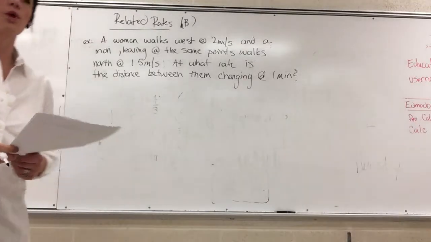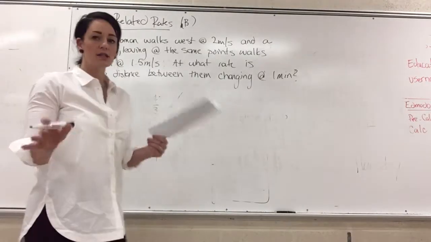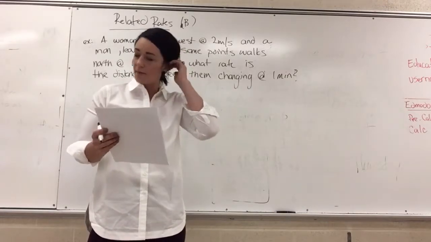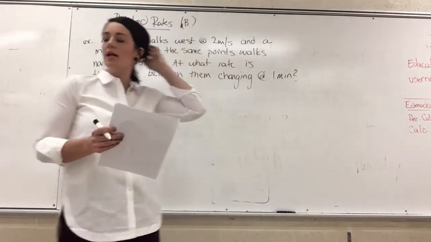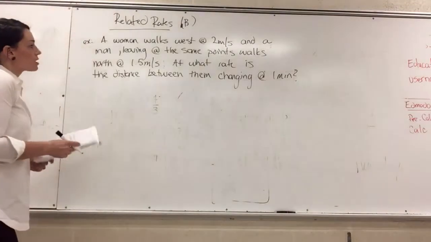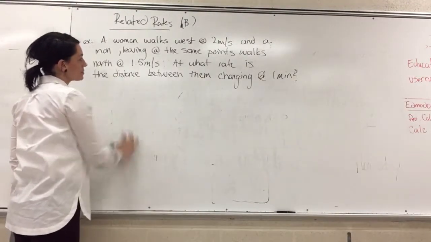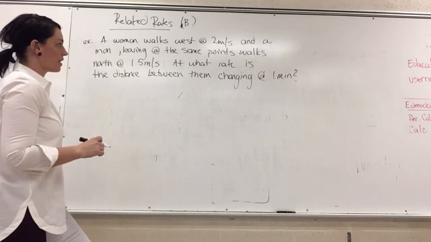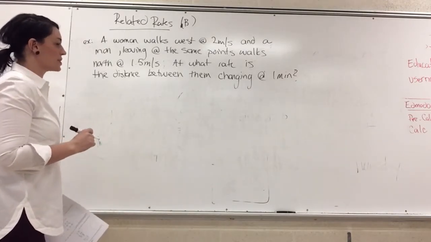Okay, next related rate word problem. Essentially, they're all done the exact same way, but with different formulas, different information, okay? So this one is: a woman walks west at 2 meters per second and a man leaving at the same point walks north at 1.5 meters per second. At what rate is the distance between them changing?